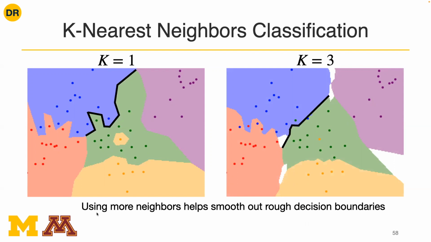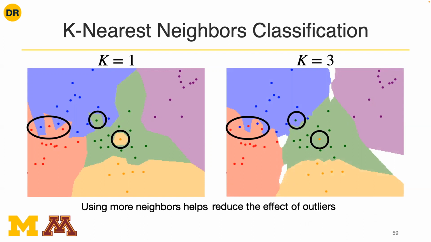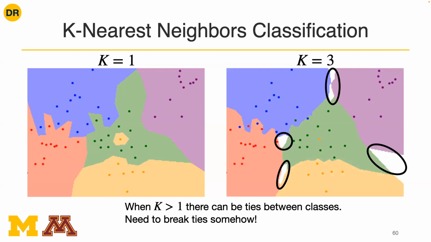And so you can see that in this case, the decision boundaries are much smoother, right? So we don't have as many portions of space that are sort of sticking out at those single training point instances, which are highlighted here. So using more neighbors helps to reduce the effect of outliers from our training set.